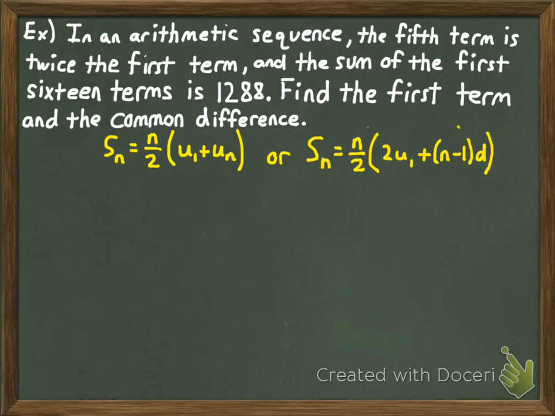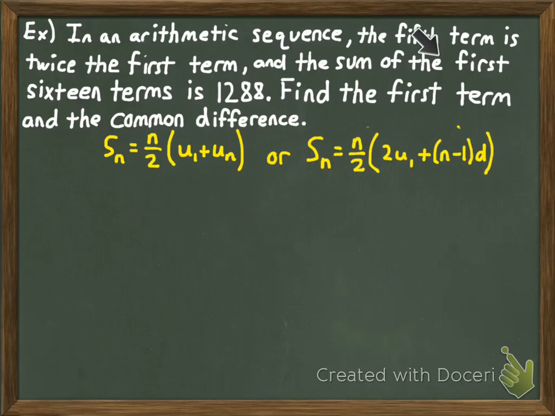In an arithmetic sequence, the 5th term is twice the first term, and the sum of the first 16 terms is 1288. Find the first term and the common difference. What do we want to do with this? Let's record the information that we have and then try to make a decision as far as which formula we're going to use and what we'll do with those formulas.